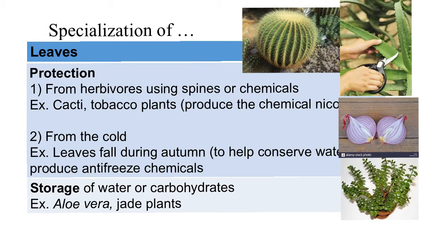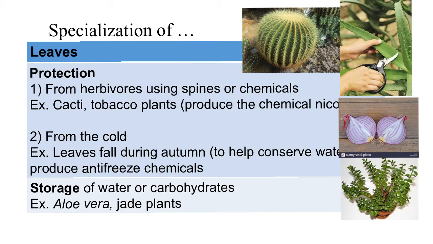And so over here you can see the leaves of an aloe, and this looks like a jade plant, and even onions. And so all of these are specialized leaves that are storing water and or carbohydrates.